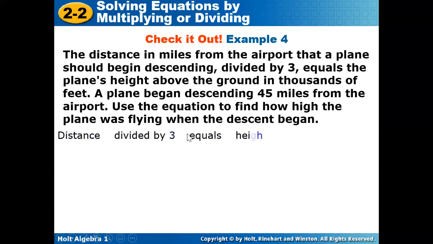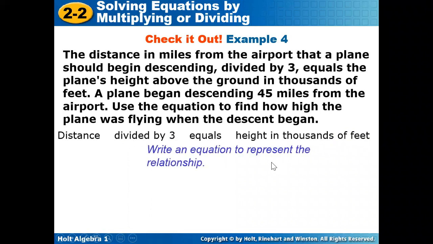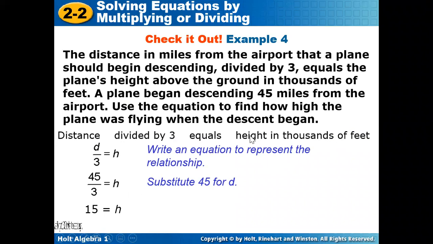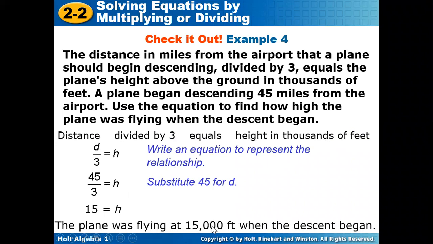So we're going to be able to find out how high in thousands of feet, right? Distance divided by 3 equals the height in thousands of feet. So we're going to write an equation. Distance divided by 3, d over 3, is going to equal your height in thousands of feet. So what do we know? It was 45 miles, right? Divided by 3 gives us 15. That's h, right? But once again, that's in thousands of feet. So it's 15,000 feet, right?